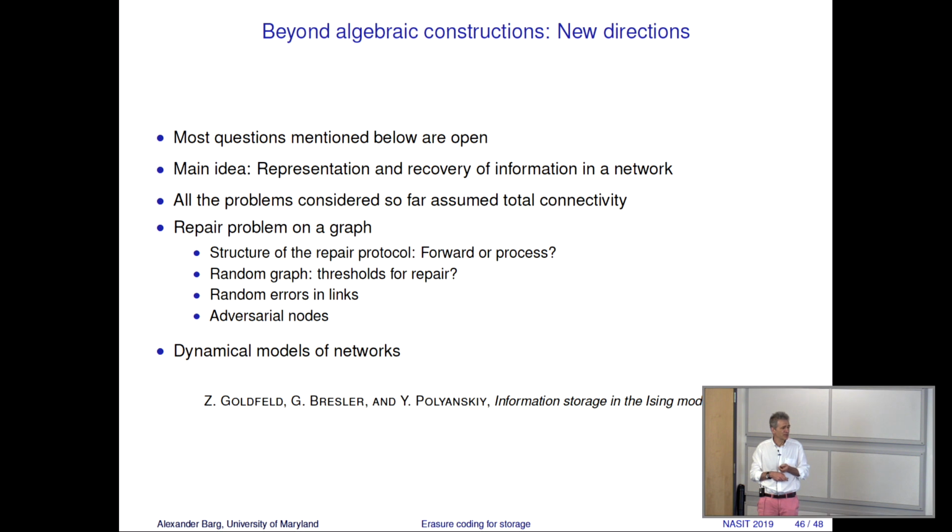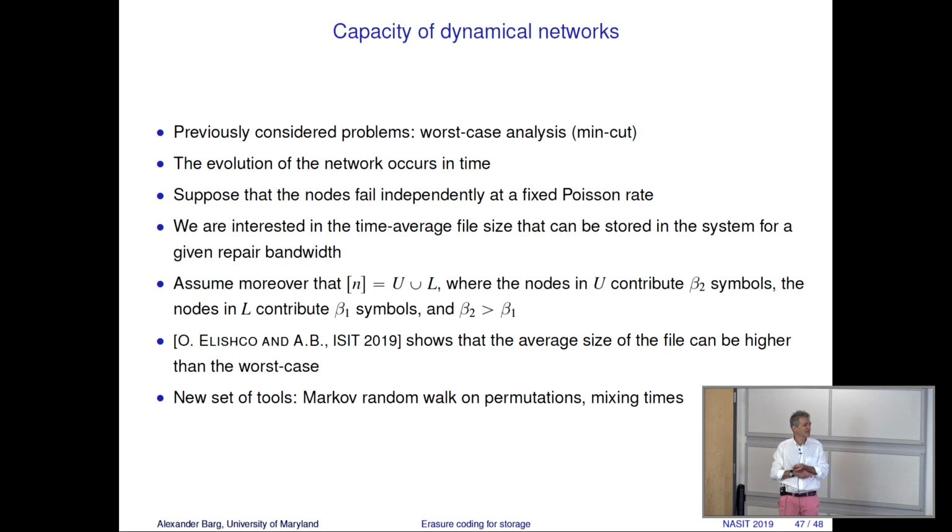Dynamical models, so the network evolves in time. There was a very nice paper by Ziv Goldfeld, Guy Bresler, and Yuri Polyanskiy on the Ising model. I will not say more about that; that would take us too far. That is one of the dynamical models. I will present you a simpler dynamical model right now, and that is something that I have been doing recently with Ohad Elishco, a postdoc in Maryland.